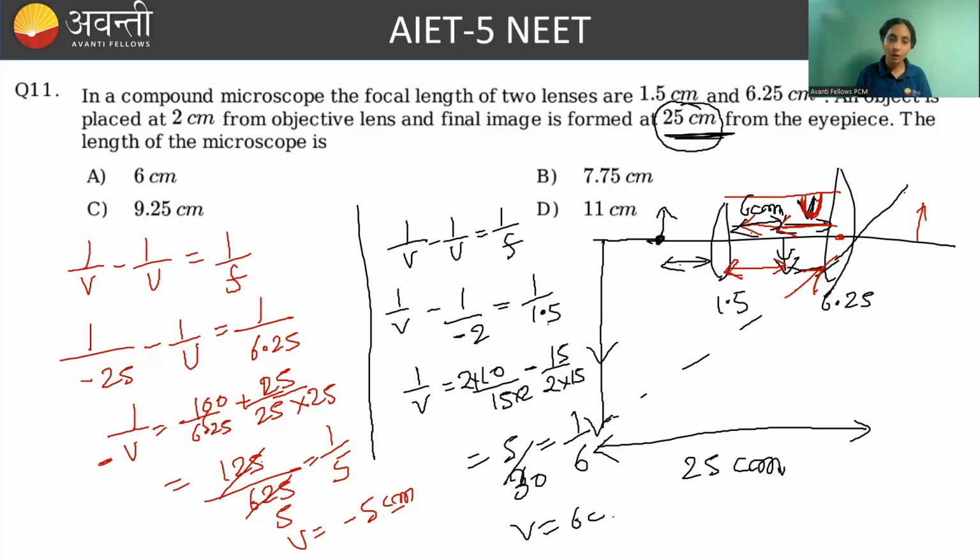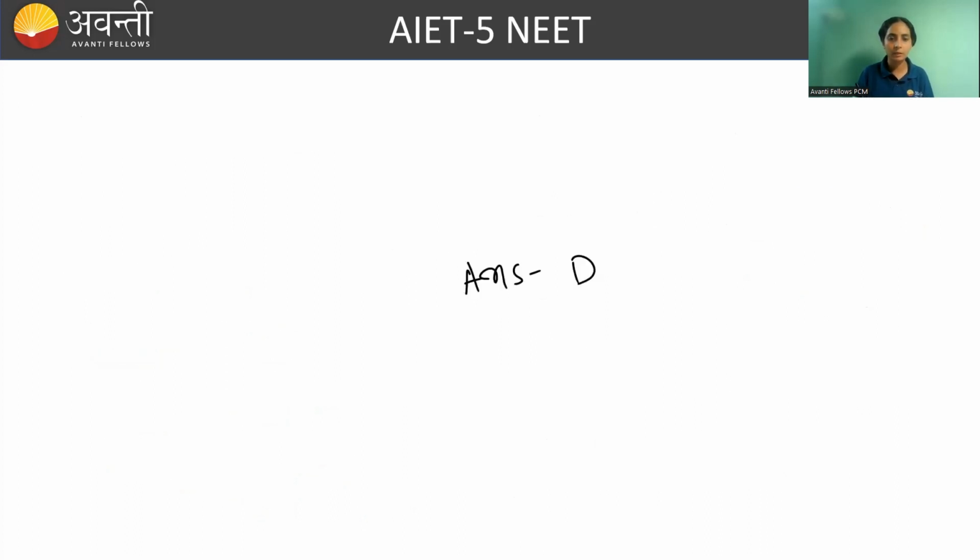Sorry. So V equal to what? 6 centimeters. So this is how much? This is 5. This is 5 and this is 6. So total distance is how much? 5 plus 6 centimeters. So answer will be what? 11 centimeters. So answer will be B. I hope it is clear.